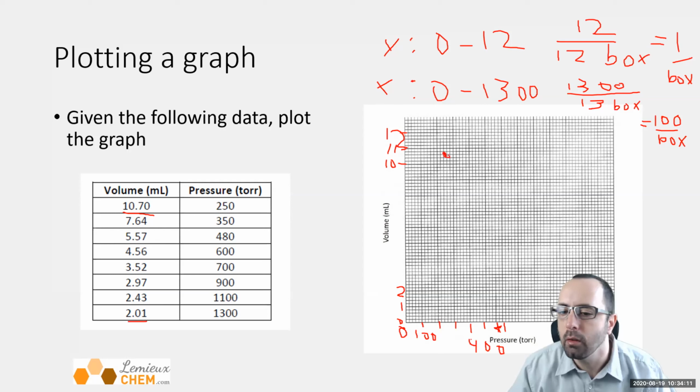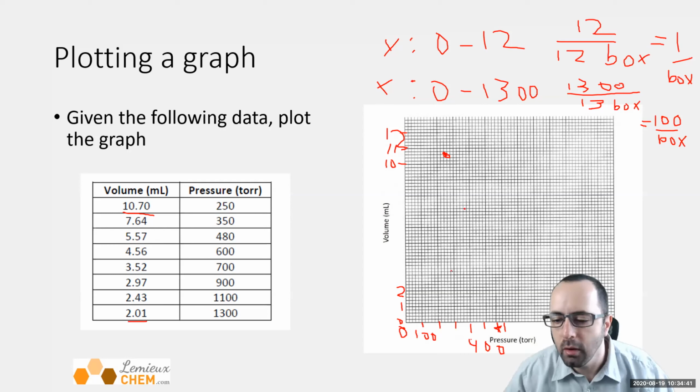Whoops, my point is kind of too big, but you get the idea. We're between 200 and 300 on the pressure, and then we're between 10 and 11 for the volume, closer to 11. And you'll keep doing that. So for 350, you'll move up from between 300 and 400. You'll go up to 7 or so. It'll be somewhere around here, and so on. I won't plot them all for you. I think you can move forward from that.